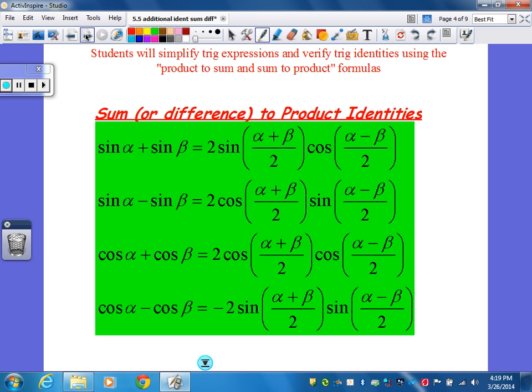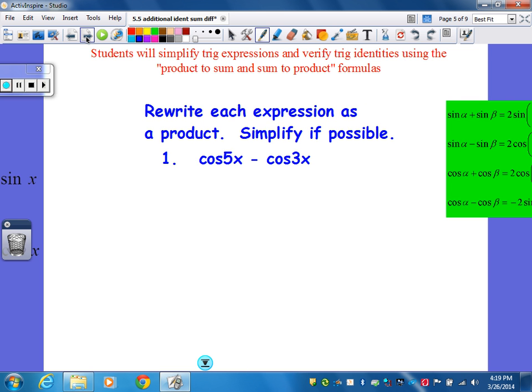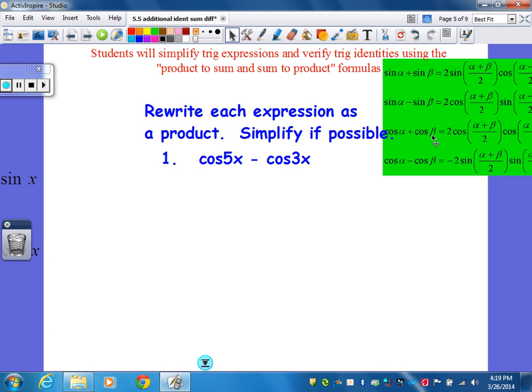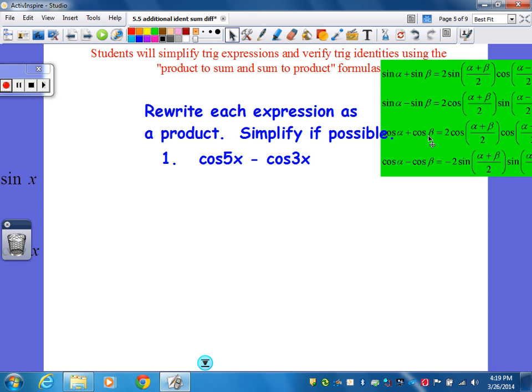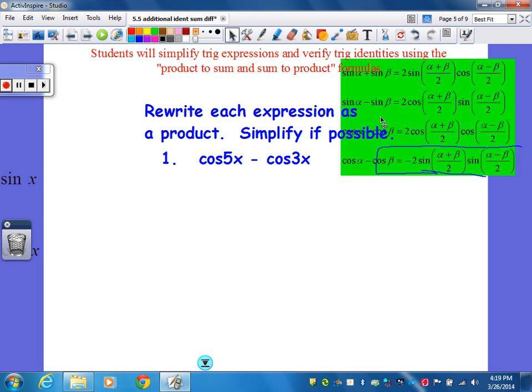Now we're going to be working with the sum or difference to product identities. Same idea, so keep that formula sheet handy. First thing we want to do, like I said, is look at the formula sheet. We are dealing with a cosine minus a cosine. So I'm going to go over to my sheet, cosine minus a cosine right here. Okay, so the one on the bottom, that's the one we're working with.